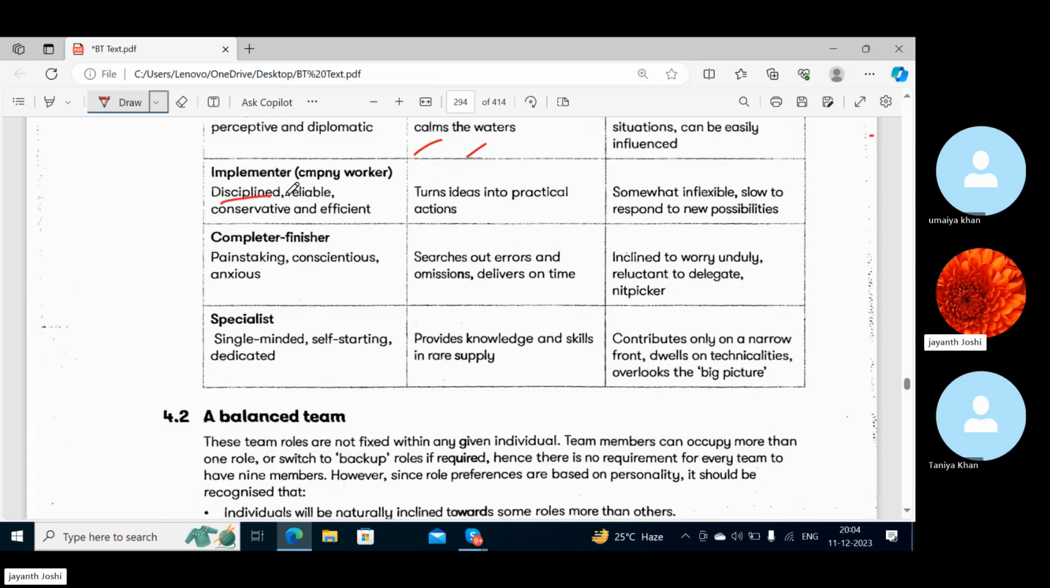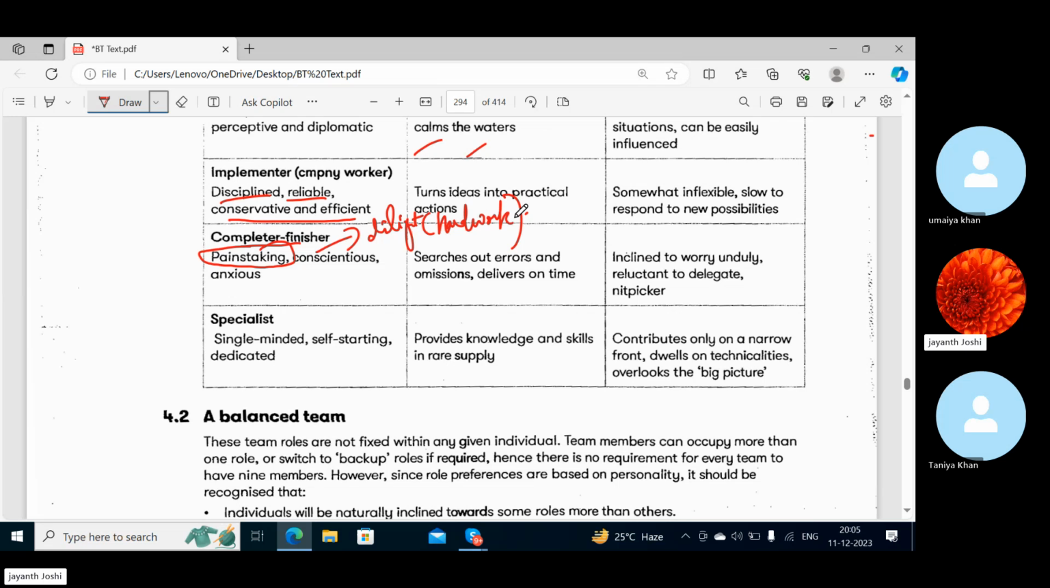Implementer: company worker, disciplined, reliable, conservative and efficient, turns ideas into practical action, somewhat inflexible, slow to respond to new possibilities. Completer finisher: painstaking, conscientious and anxious. So what do you mean by anxious? Sometimes they are very fearing things. What is the actual meaning of anxious? I can say this is someone who takes a lot of pain and who is very diligent, hardworking. Anxious is nothing but very much focused, can I say?